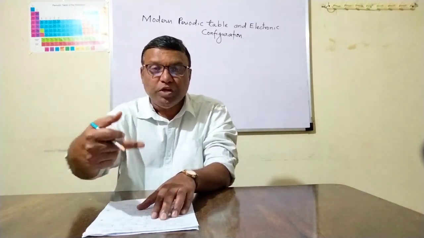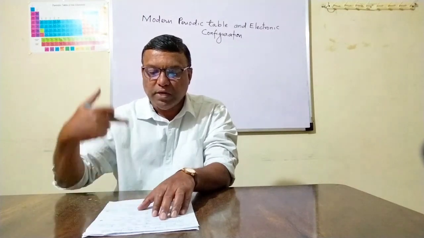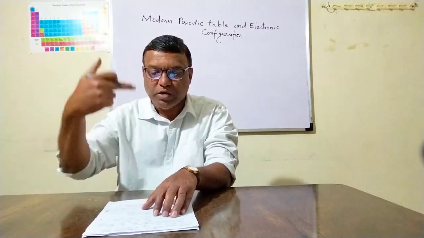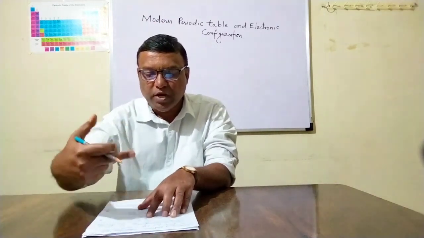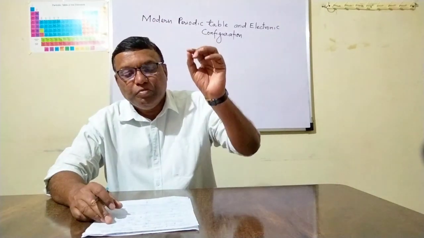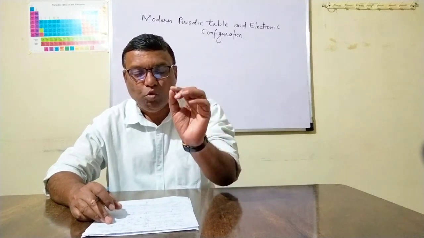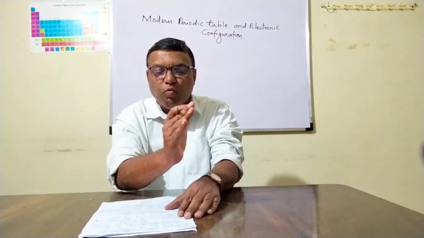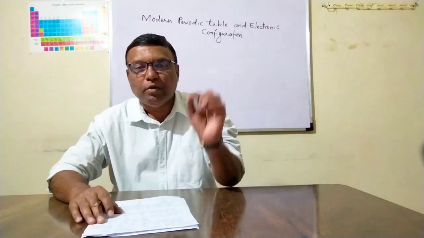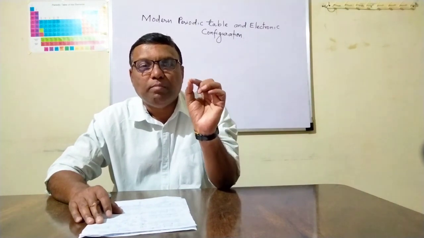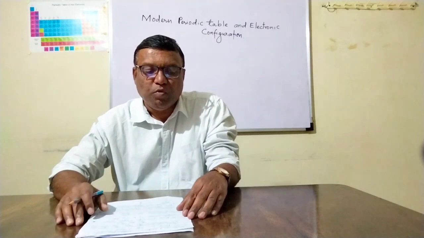Lithium, atomic number 3. Beryllium, atomic number 4. Boron, atomic number 5. Carbon, atomic number 6. Nitrogen, atomic number 7. Oxygen, atomic number 8. Fluorine, atomic number 9. Neon, atomic number 10. These are the elements present in period number 2. You observe that as we go from lithium to neon, left to right, the atomic number increases by 1. Hope you understand this point.